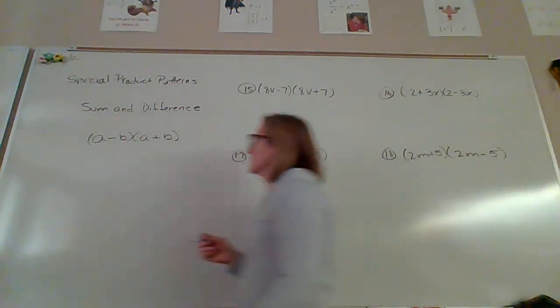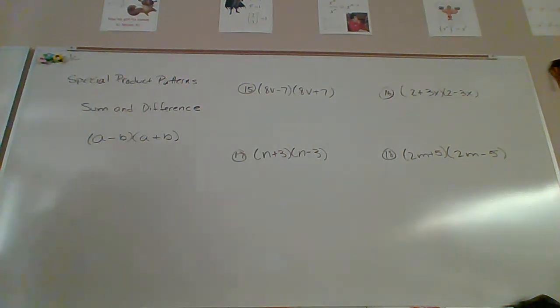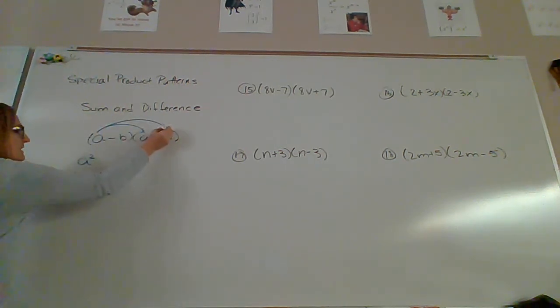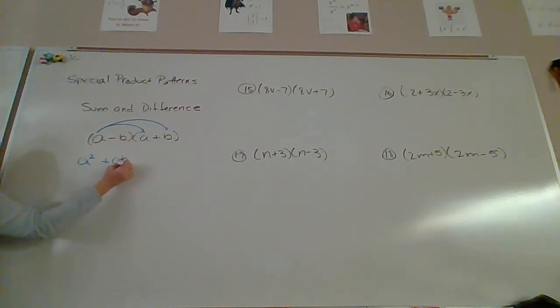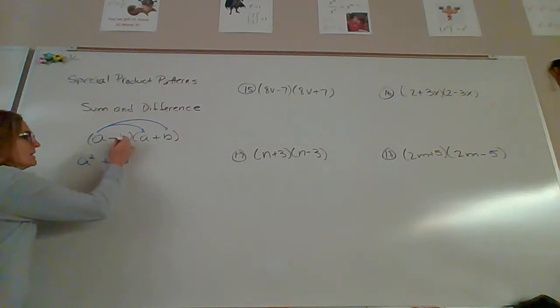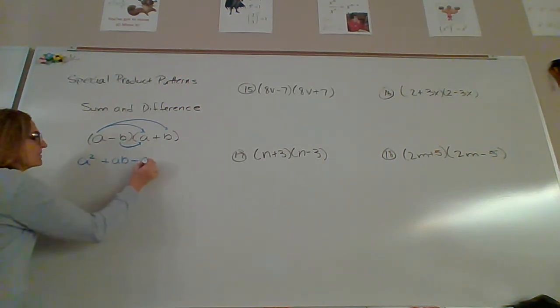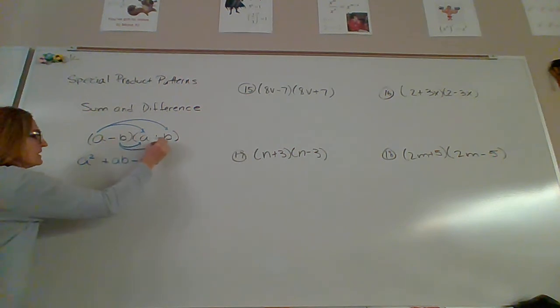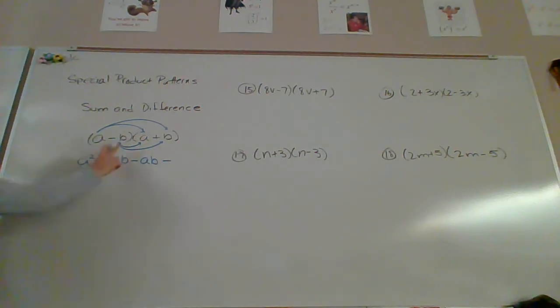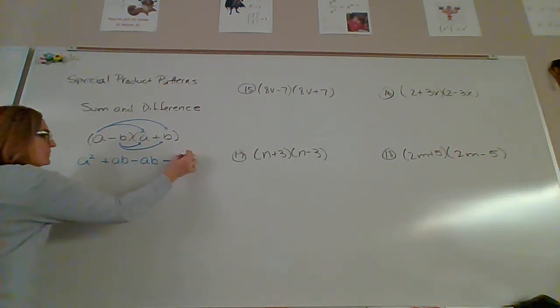And I'm going to show you a shortcut. Shortcuts are beautiful things. When patterns exist and they can be proven, then we can use them to our advantage. So we're going to use our distribution. A times A gives us A squared. And then A times B gives us a positive AB. Move over to the next term, the negative B. Negative B times A gives us a negative AB, and negative B times a positive B, well, a negative times a positive gives you a negative, but negative B times negative B gives you positive B squared.